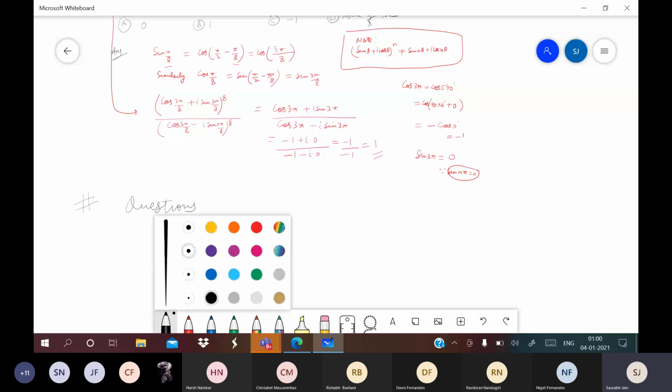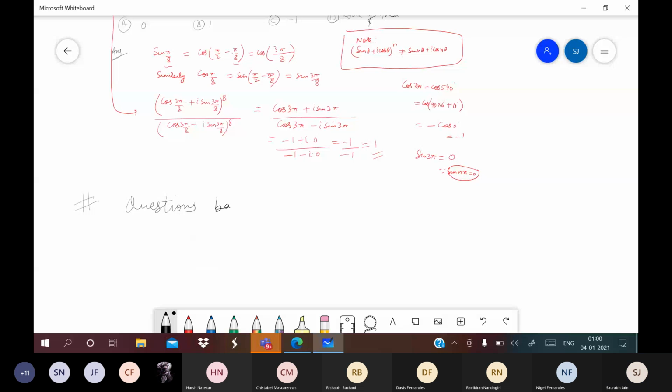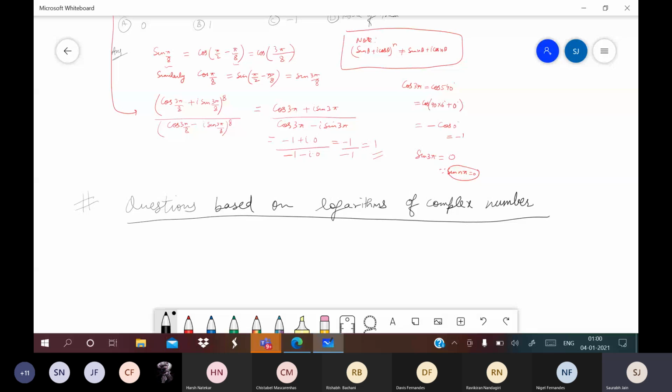Questions based on logarithm of a complex number. That means sometimes you have to take log of a complex number. Okay. Just listen carefully. Whatever we do, that is a kind of theory. Again, questions based on logarithms of complex number. And then there is one more article called nth root of unity. Okay. With this we will end this chapter.